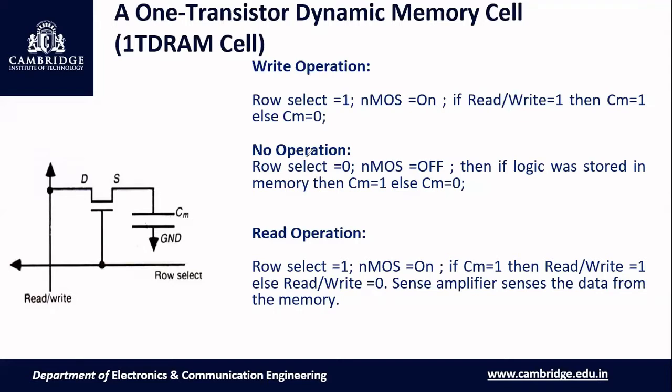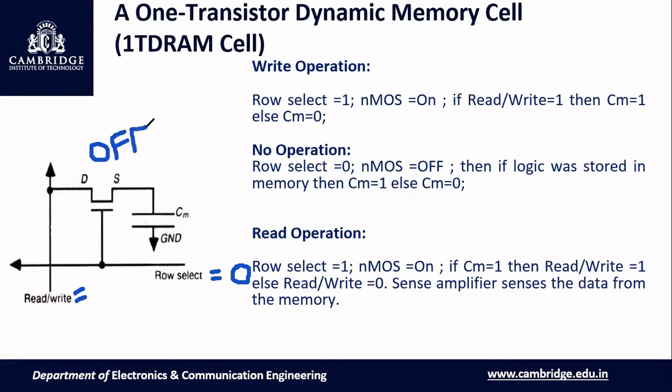Next, no operation. I don't want to perform write operation or read operation. For no operation, I'll make row select 0. Here let read or write be 1 or 0, I'm not bothered about this. If row select is made 0, then your NMOS transistor will be turned off.